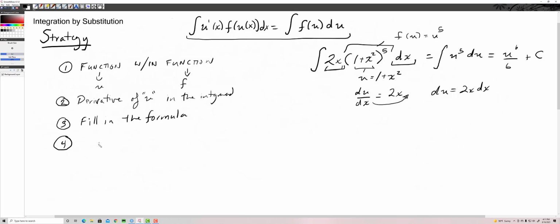The last thing you're going to want to do is plug u of x back into your answer.